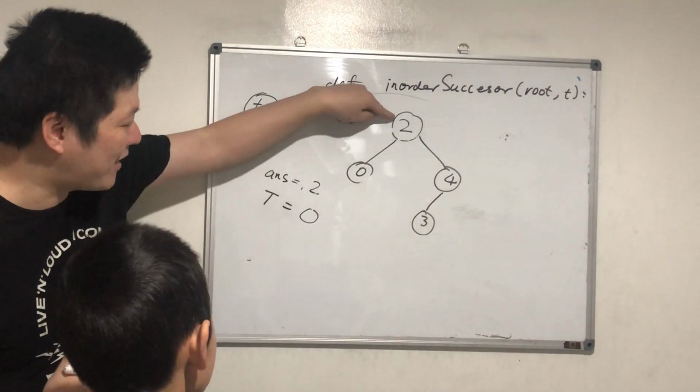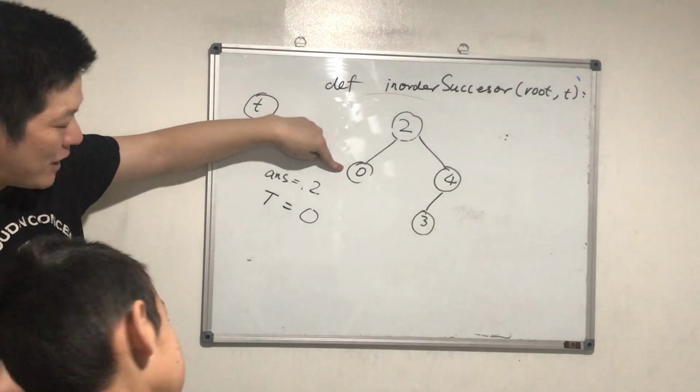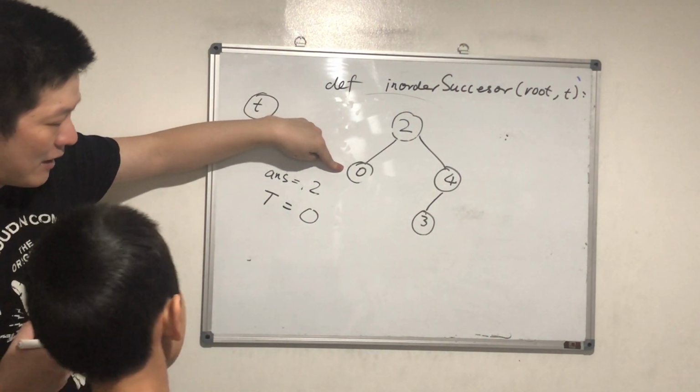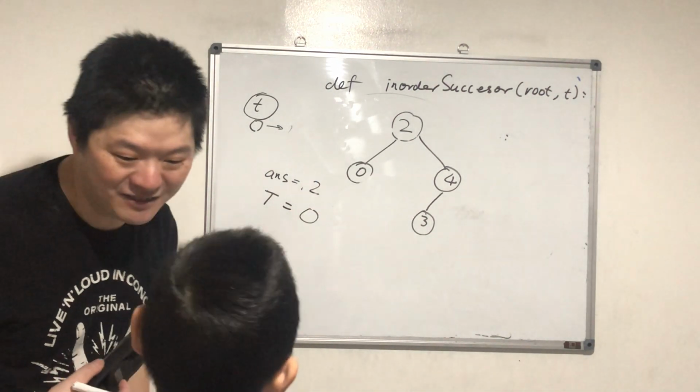Now I go to the left. Is 0 smaller than 0? No. I go to the right, which ends in nothing. And then the answer is 2, the last one.